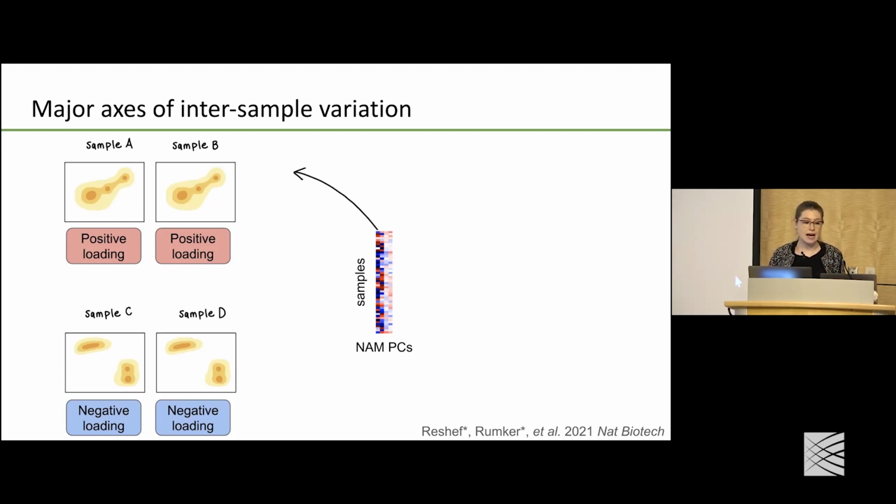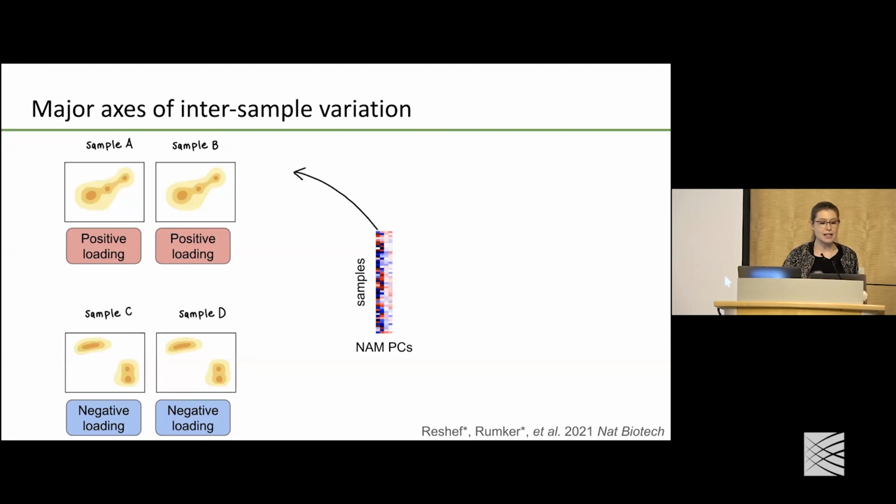And we see this representation as a key contribution of this work, because these PCs define the major axes of intersample variation in cell state abundances. And in this example that I've drawn, we've discovered that there's an important contrast in this data set between samples A and B on the one hand and samples C and D on the other. And this unsupervised analysis has revealed important relationships among our samples.